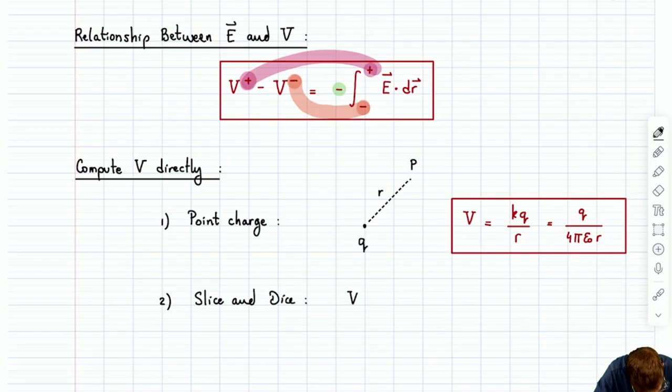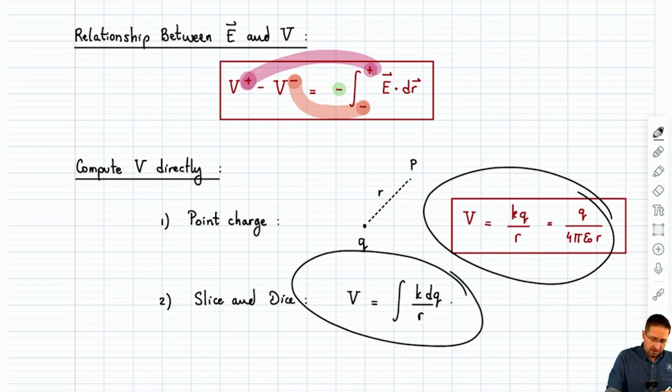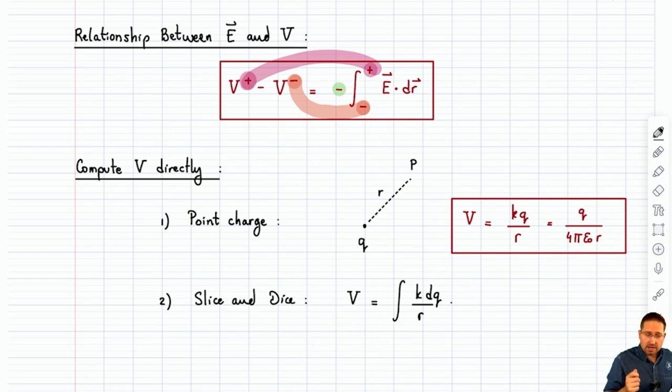And I'm going to write it, you should almost not even write it like this, but the point is you're going to integrate K dq divided by R. And that, again, is a formula that means nothing until you see it in practice. But just to understand, if we want to evaluate V directly, the only formula we have is this one. Slightly harder, I could do slice and dice, and I might get V everywhere with that. But most of the time, if I know E, the electric field, then I can get the difference, the voltage V plus minus V minus, by knowing E. All right? So hopefully that's fair.